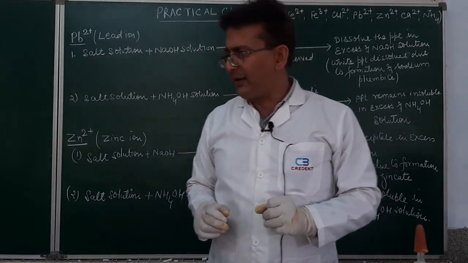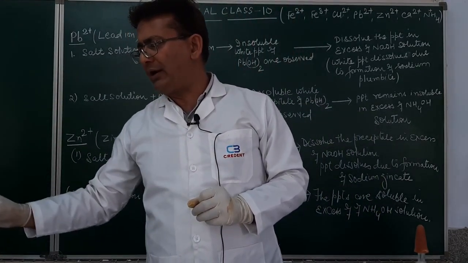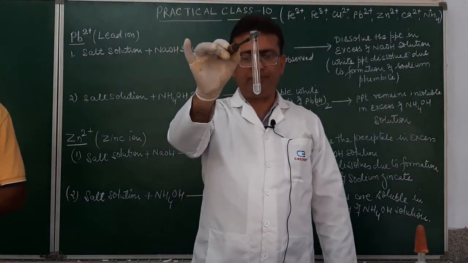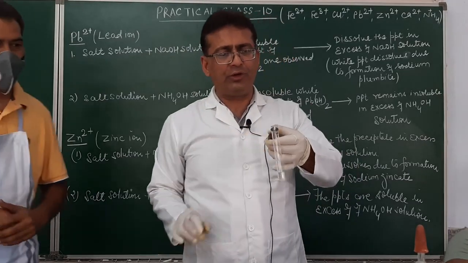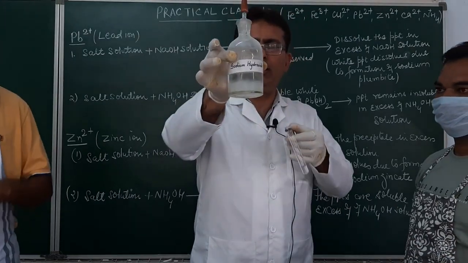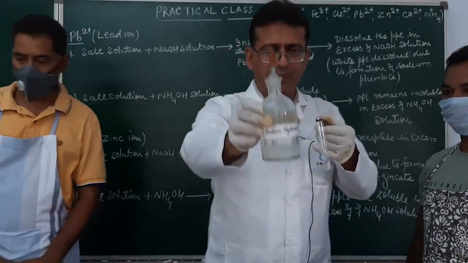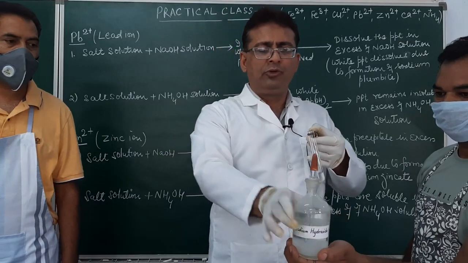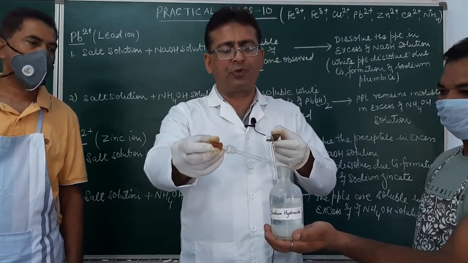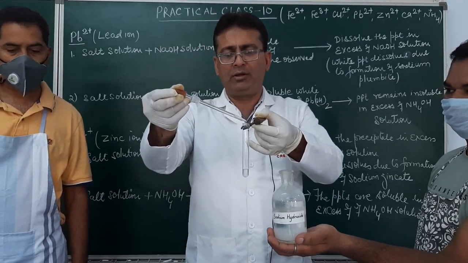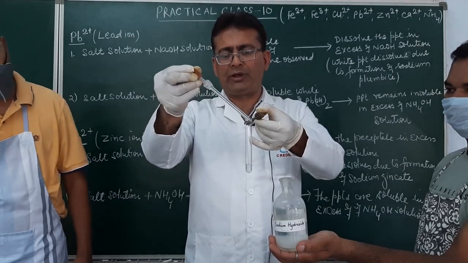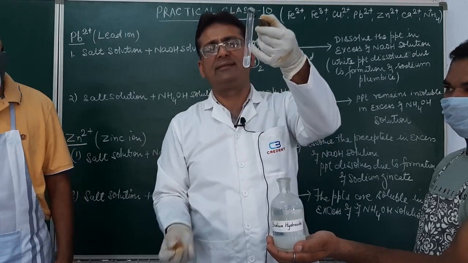Now, in the second identification, we will try to identify the zinc salt solution. This is a zinc salt solution. In this zinc salt solution, first of all, we will be identifying by addition of sodium hydroxide solution. As we all know, zinc salts are soluble in excess of sodium hydroxide and in ammonium hydroxide. This is zinc salt solution. We add sodium hydroxide. Just see the difference.